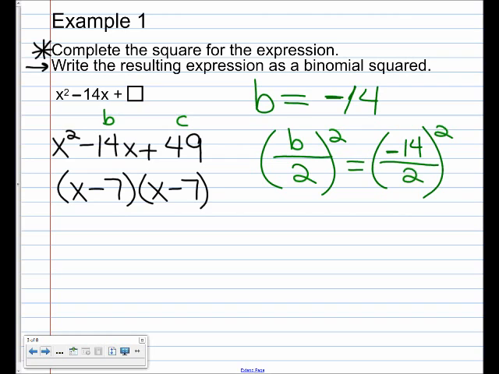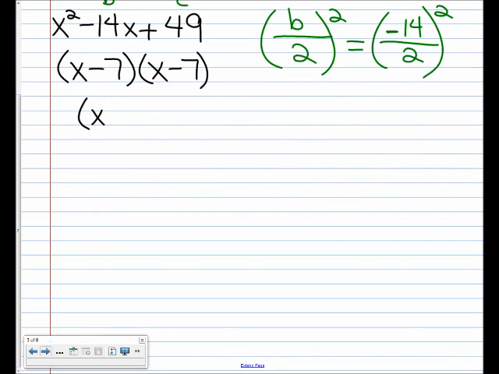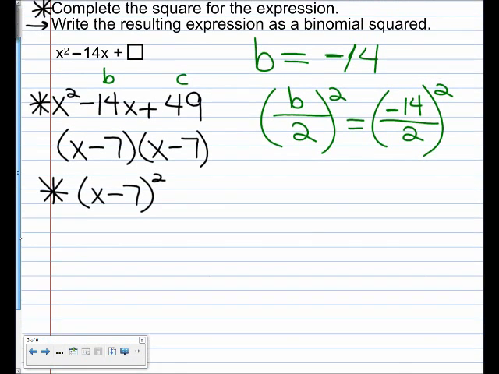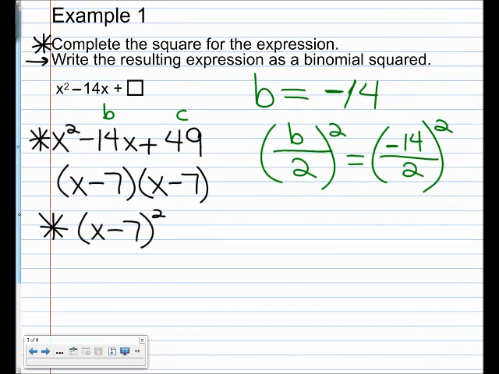All right? And what we're going to do today, and this is how it's always going to work out if you add b over 2 squared, we're not going to leave it like that. We're going to write x minus 7 squared. So those really are the two things I'm looking for. So I'm looking for completing the square and then writing it as a binomial squared. All right, that's the skill you need in order to solve using this way. Okay, so that's the first example. So take a look, think about it, and we're going to try another one here in a second.